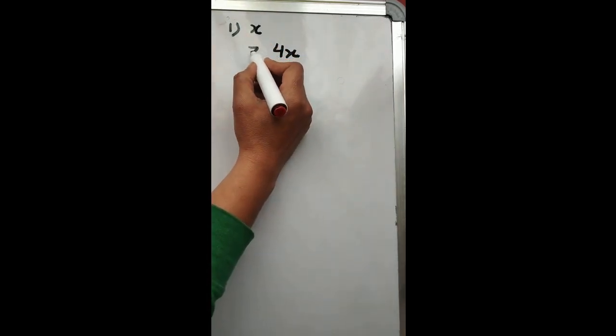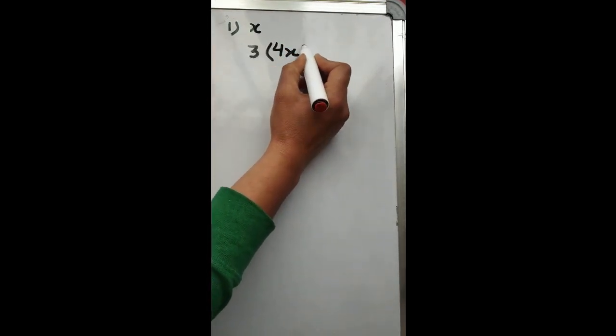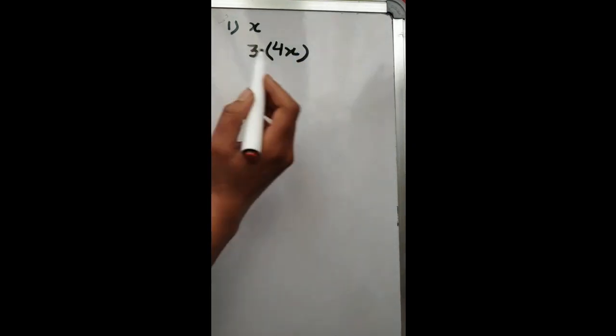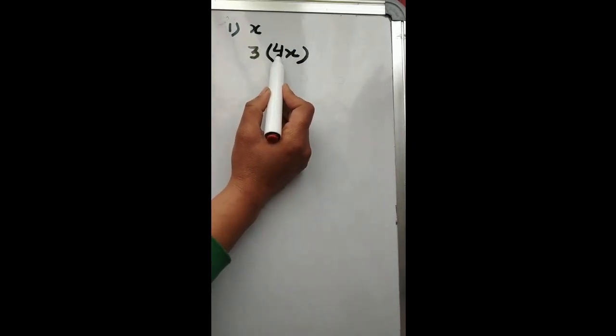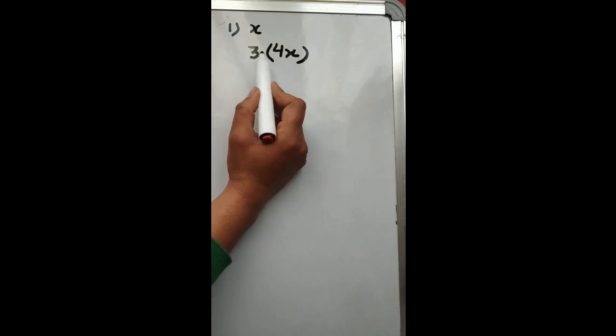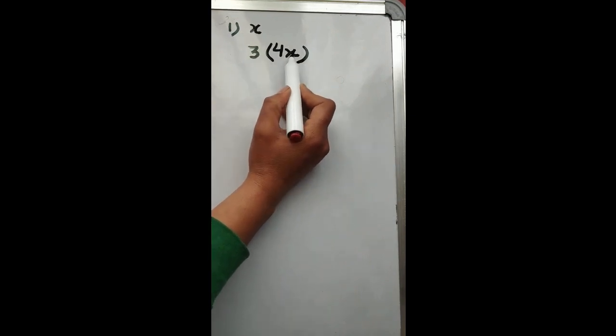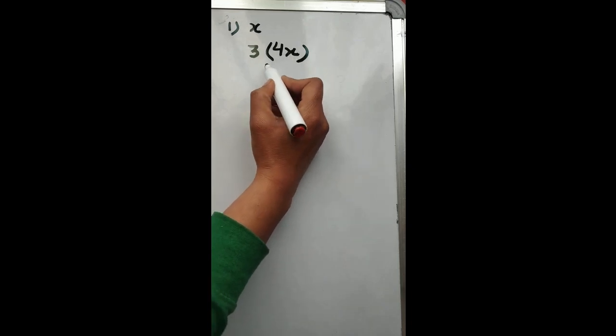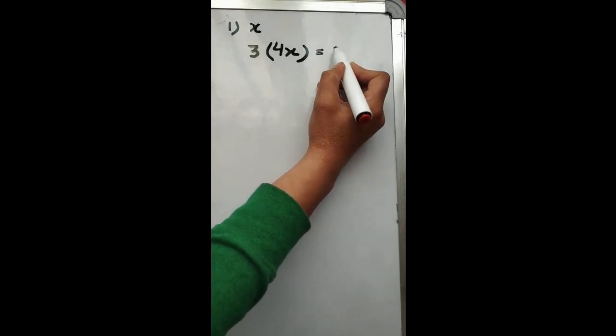Now, what does this mean? Suppose this is a cost. So it's 4 times that cost. And 3 times 4x means 4x plus 4x plus 4x in a way. 3 times 4x. That means x is 12 times. No?